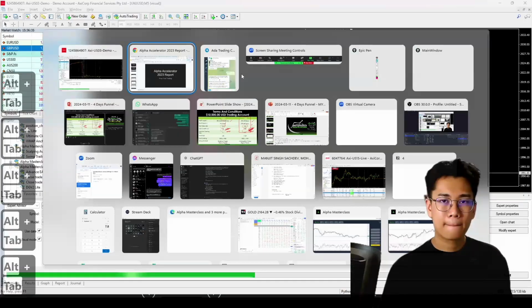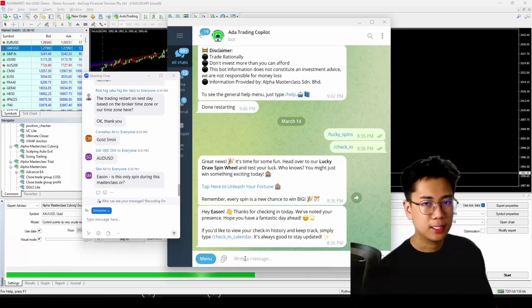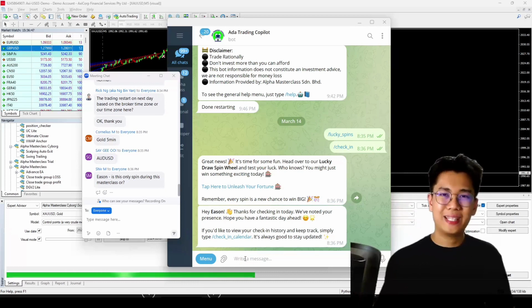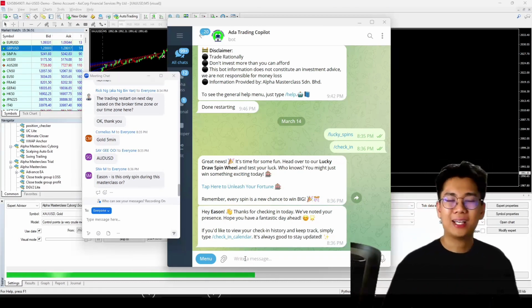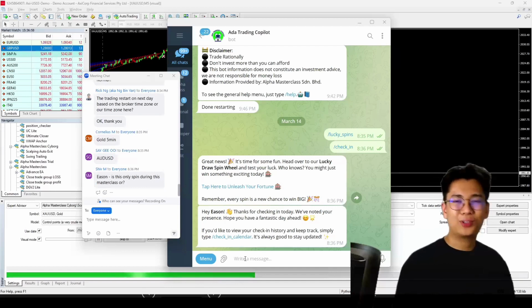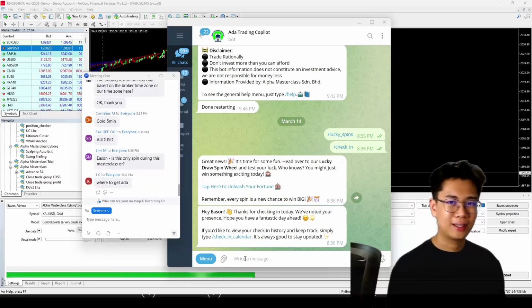Okay, so we got a few. Go 5 minutes. Is this only spin during the masterclass or is it every day? Just to let you know, it's already available for you. You can spin every day. You just go ahead and spin. If you get a gold bar, congratulations. You could be the lucky person that day and go ahead to do the trading. Should be a very good day for you.